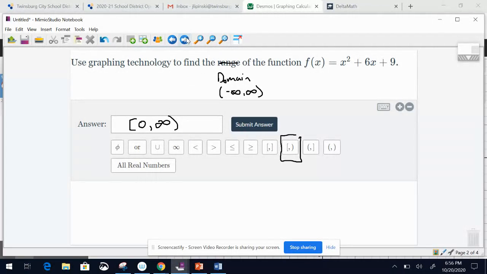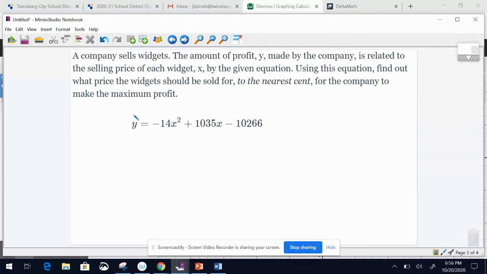Let's go ahead and take a look at the next problem. So now we're going to get into some word problems. Again, make sure you read these. There's, I believe, 5 or 6 word problems I'm going to have you do, and they all deal with the maximum and minimum. The nice thing is it's all done with technology. Think about what a parabola does. A parabola either has a lowest point or a highest point. So this says a company sells widgets. The amount of profit Y made by the company is related to the selling price of each widget X by the given equation. Use this equation to find what price the widget should be sold for to the nearest cent for the company to make the maximum profit.